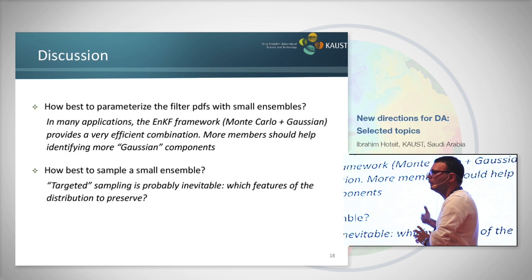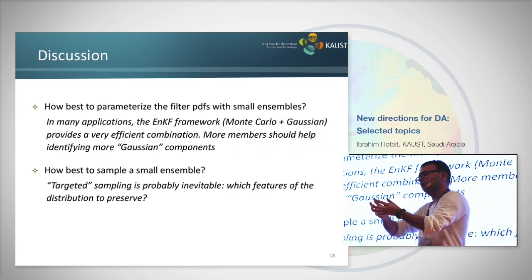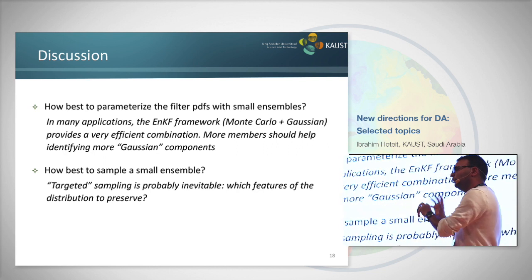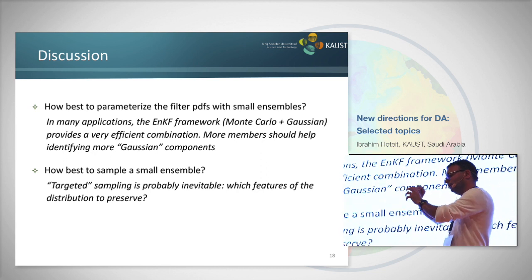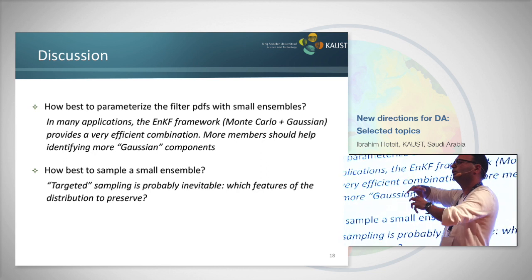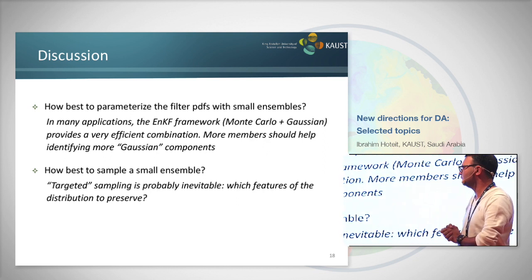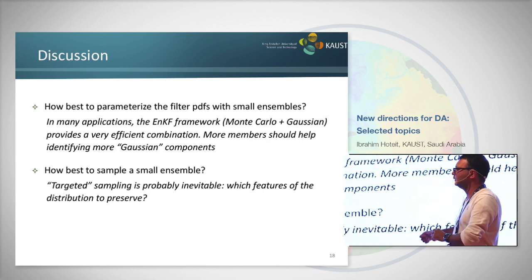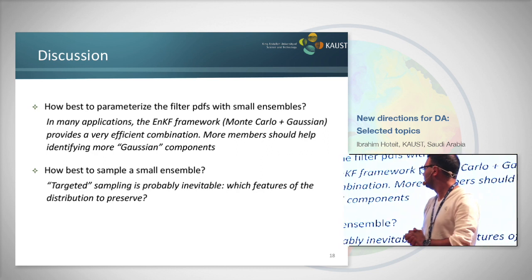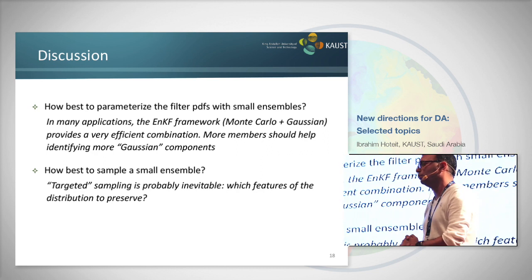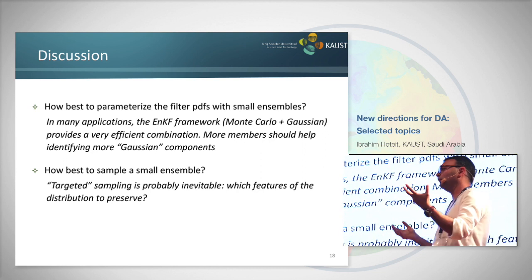The eNKF very smartly does this. It does a small ensemble in the forecast, and it applies Gaussian, so there is a Kalman correction for each particle, so the particles do not collapse. It's suboptimal, but it's robust. And the main question is how best to sample a small ensemble from a given distribution. So far, we're still matching the first two moments. Is there a smarter way to do it?